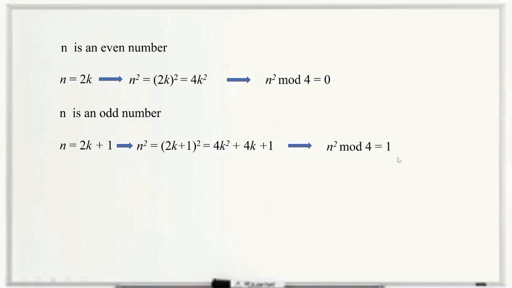There are no other options for an integer. They are either even or odd. And we see that in both cases the remainder n squared mod 4 equals either 0 or 1.